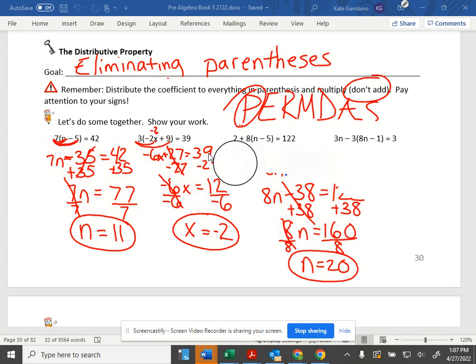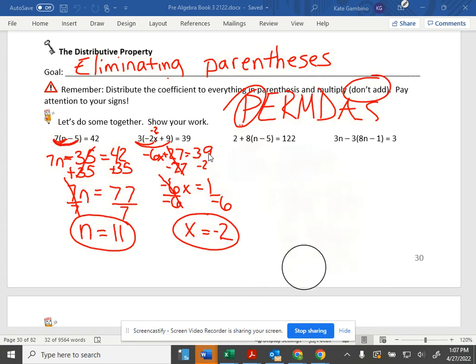Let's look at our last example. I need some more space. I'm writing big. What's my first step? Edward. Multiply the parentheses by -3. So what is -3 times 8n? -24n. What is -3 times -1? +3, because a negative times a negative is a positive.